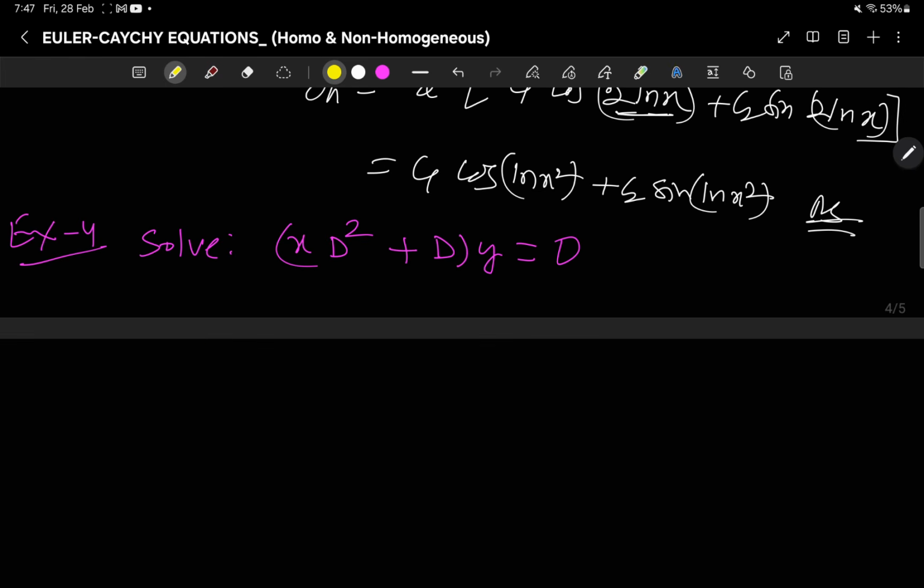Coming to one more example. Coming to the solution here, we can write this equation as x y double dash plus y is equal to 0.